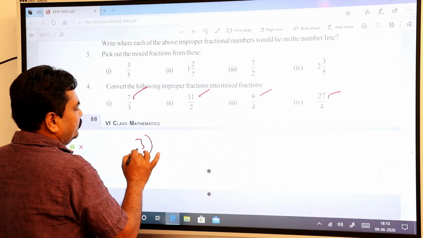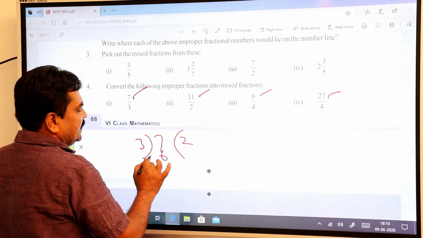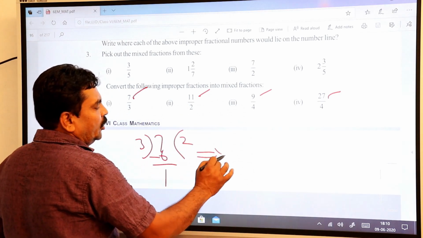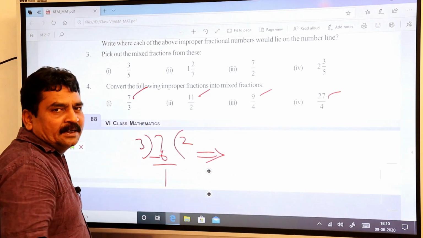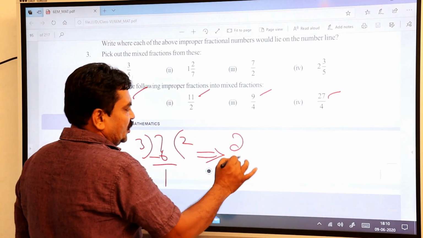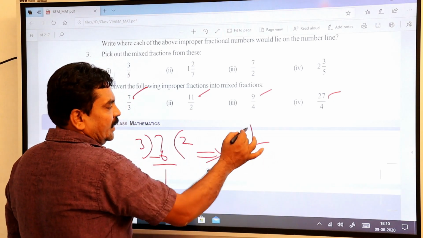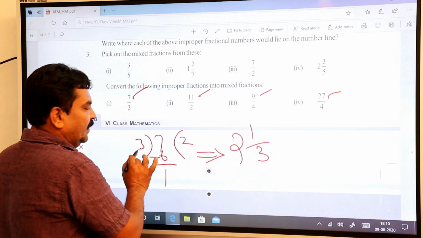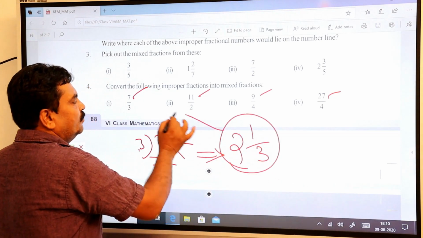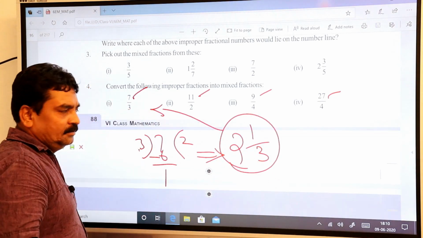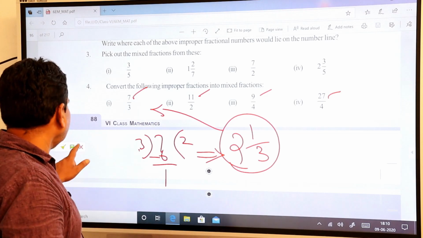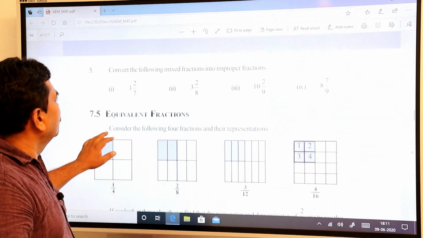7 by 3. 3 2s are 6. So how are you going to represent this improper fraction as a mixed fraction? First you write down the quotient, then take the remainder here, and copy the divisor. So 2 1 by 3 is your mixed fraction value of 7 by 3. Then go to the next one.